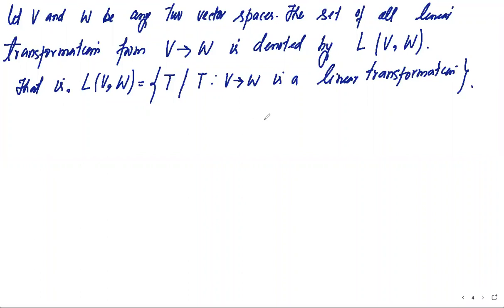ठीक है, ये समझ में आया आपको? What is this L of V, W? This is just a collection of all linear transformations between these two vector spaces. तो जो भी linear transformations हम दो vector space के बीच में define कर सकते हैं, the collection of all those linear transformations is denoted by the set L of V, W.